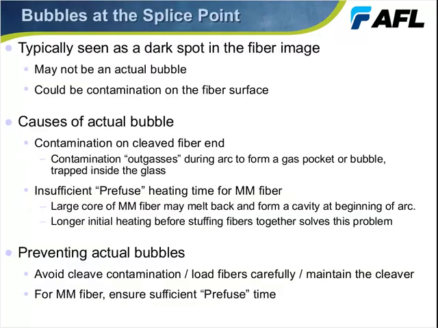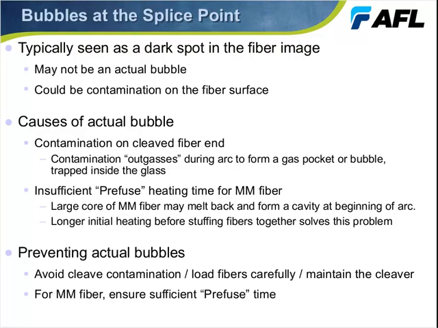Moving on to the next slide, let's focus in a little bit more at bubbles on the splice point. A bubble will typically be recognized as a dark spot in the fiber image, and this can trigger an alarm in the fusion splicer, a bubble error message. But sometimes that error message is triggered by some other dark line, for example, in the splice point. So it may not be an actual bubble. So we're going to want to talk about that a little bit more. Now, there could be contamination on the surface of the fiber that really won't affect the splice loss.